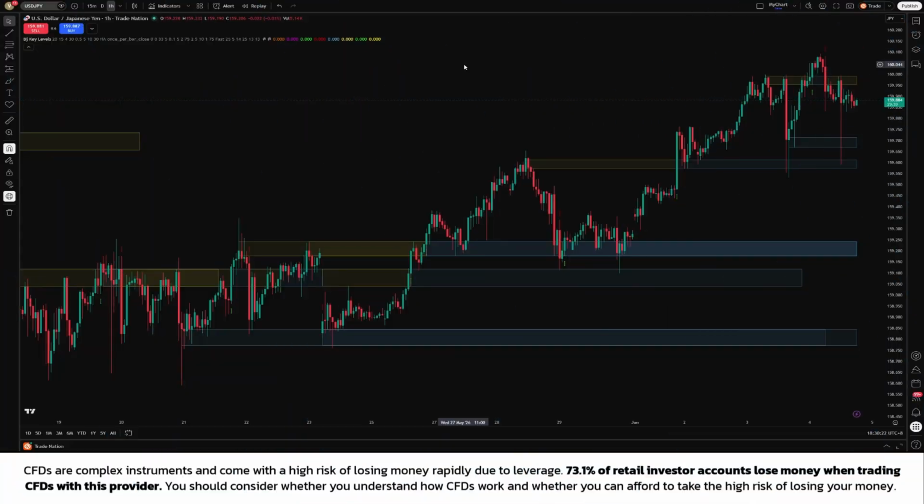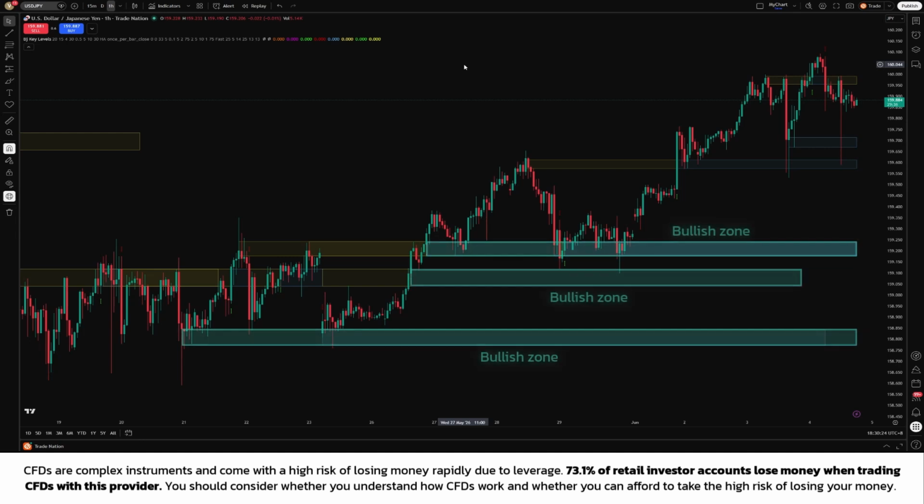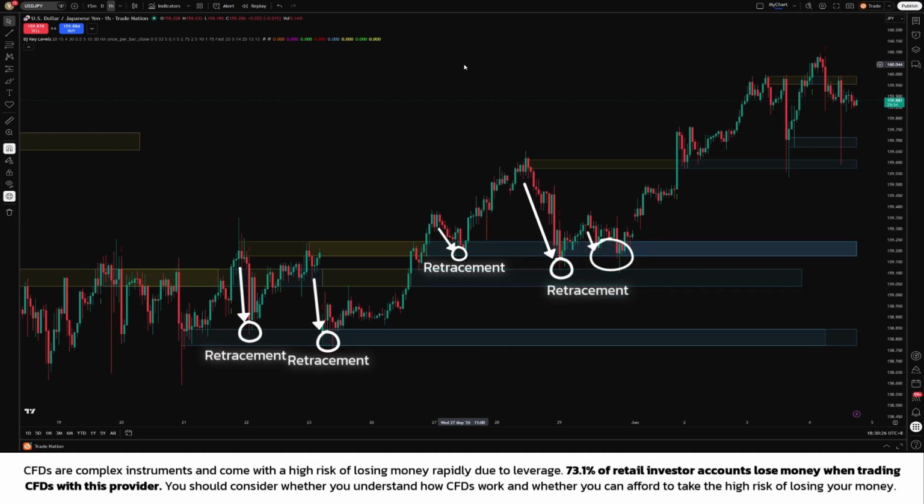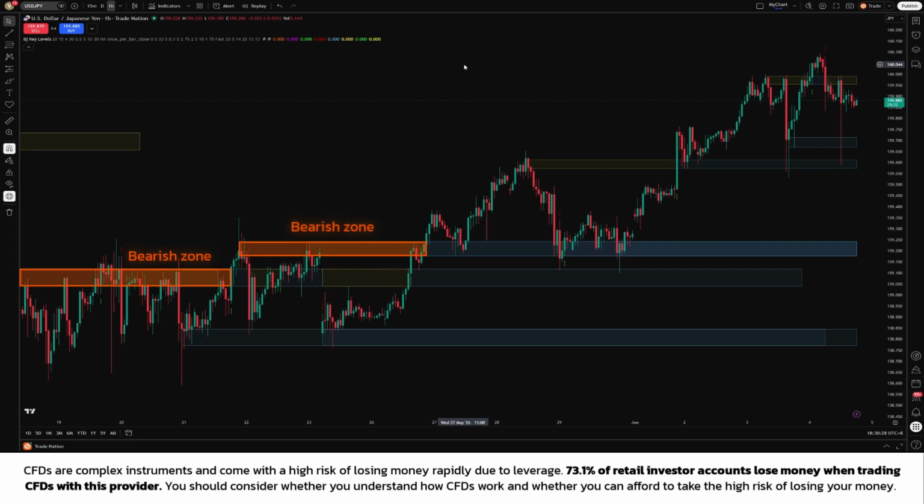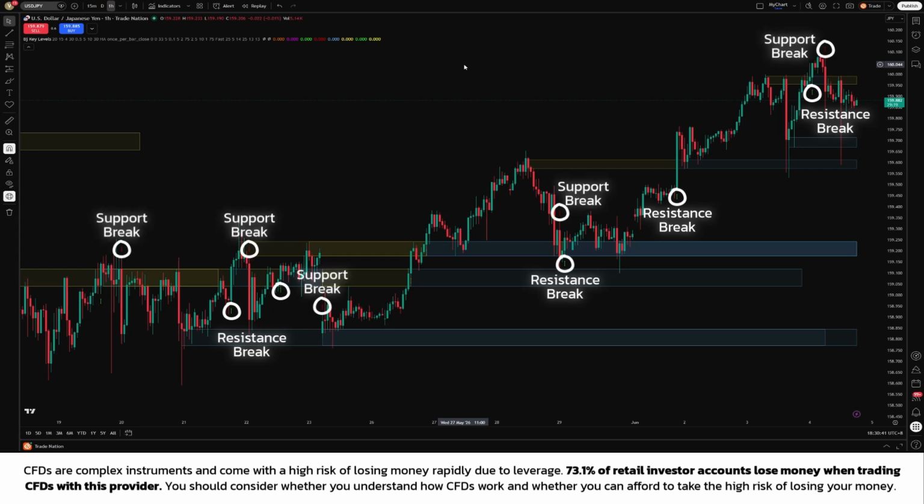Once the zones are drawn, the focus shifts to price behaviour. A bullish level can act as support when price pulls back into it and starts to move higher. A bearish level can act as resistance when price pushes into it and begins to reject. These reactions help traders read whether a level is still being respected or whether the market is preparing to move through it. The indicator can also mark resistance breaks and support breaks.